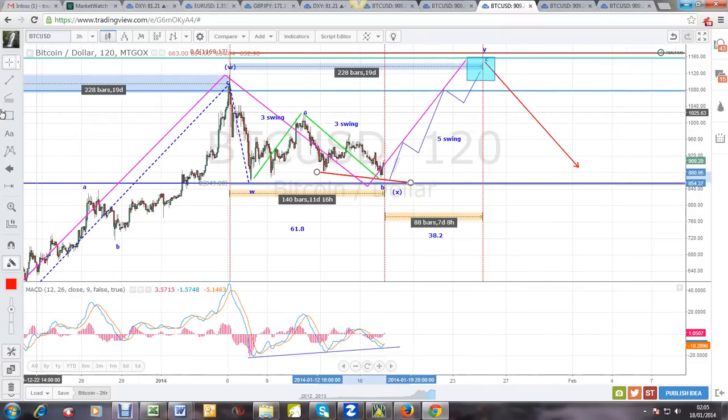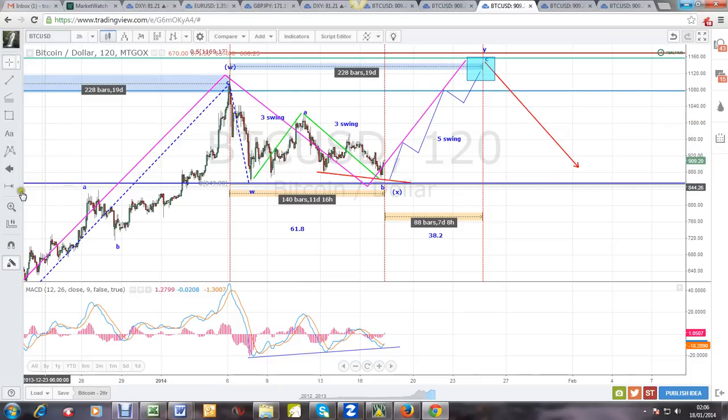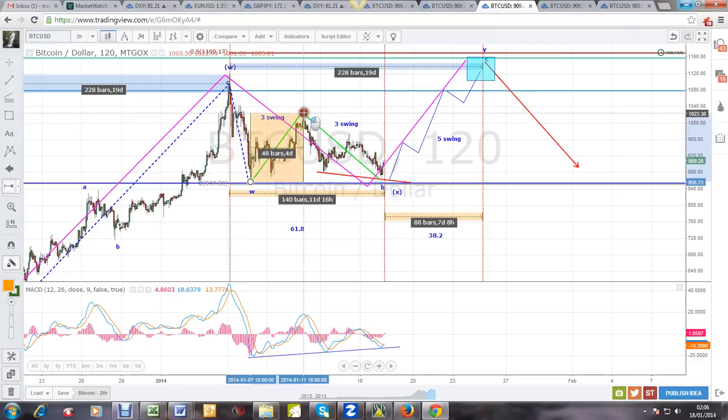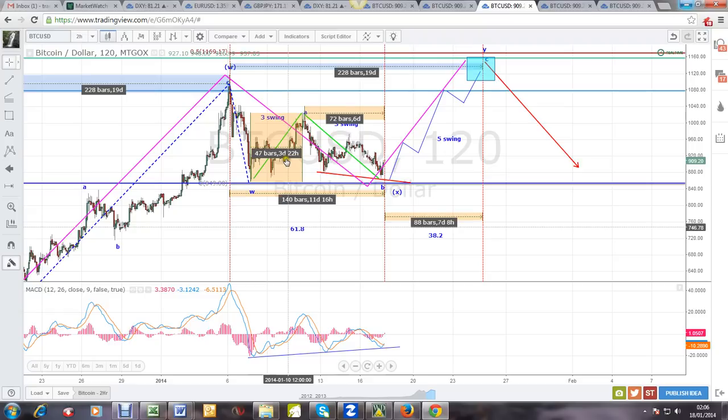If you measure this one from the low to the high, I want a time measurement. From here to here is giving me 48 bars. If I measure from there to here, it gives me 70. Now if you do Fibonacci of this, you'll probably find that this is 38%, this is 61.8%.